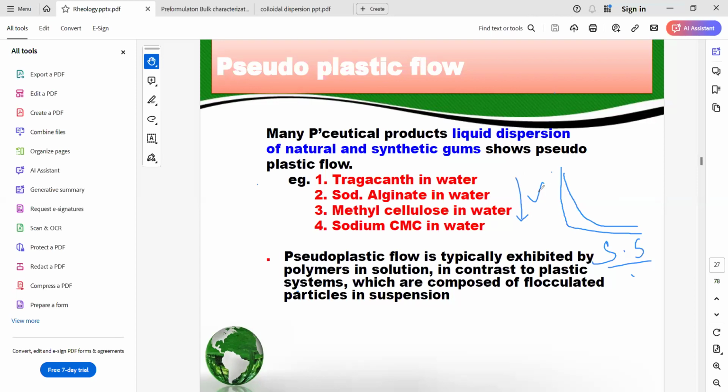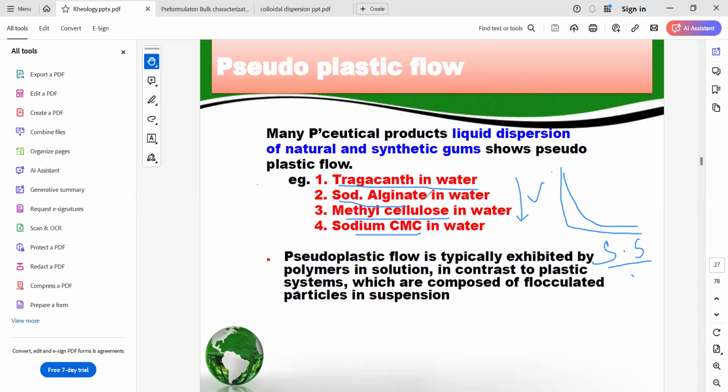And the examples of these systems are the natural polymer solutions, as I also mentioned in the previous class: tragacanth, sodium alginate, cellulosic polymers, sodium CMC, and then acacia also. All of these will come under the pseudoplastic systems.